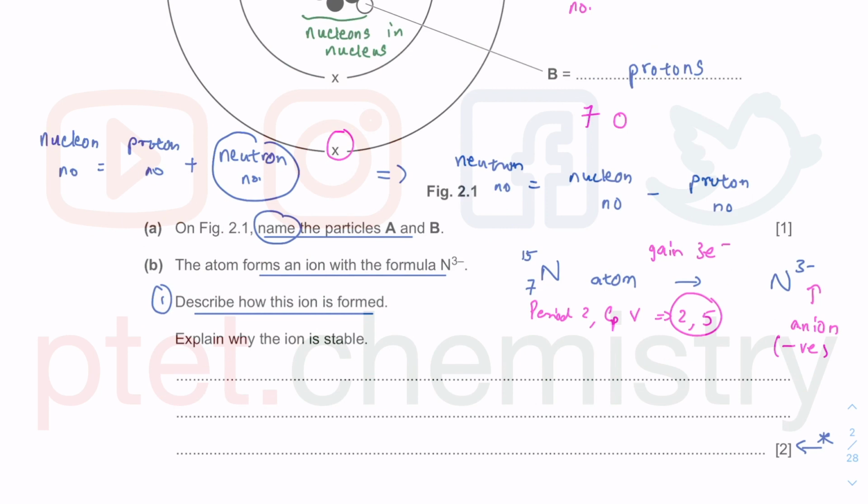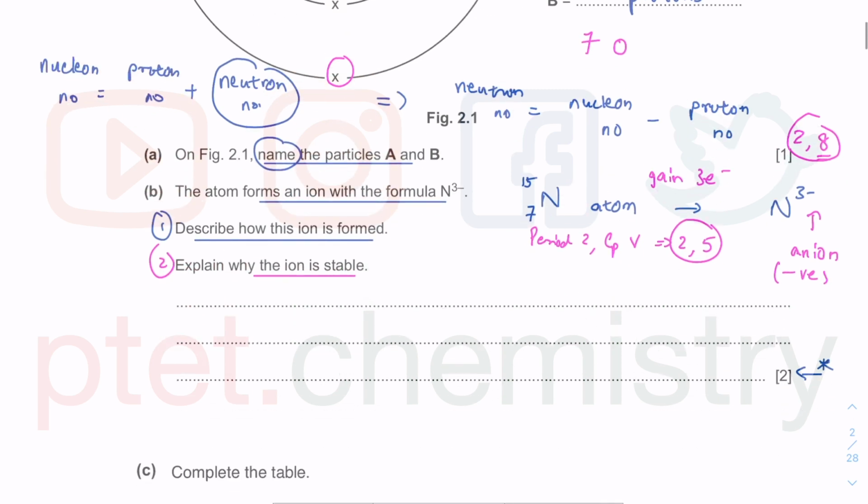Now you will gain 3 electrons and it will become 2,8 to have a fully filled outer shell, and that's the reason why this ion is stable, because you want to gain 3 electrons to become a fully filled outer shell. So first of all, describe how you form it.